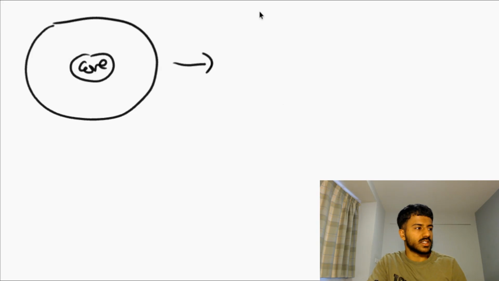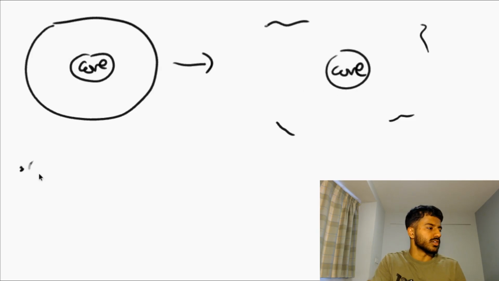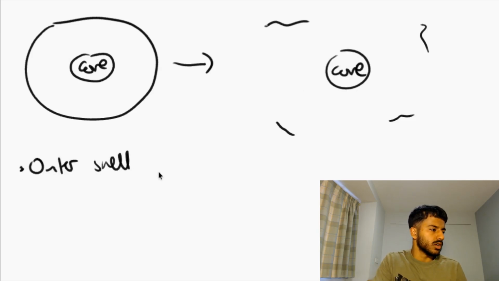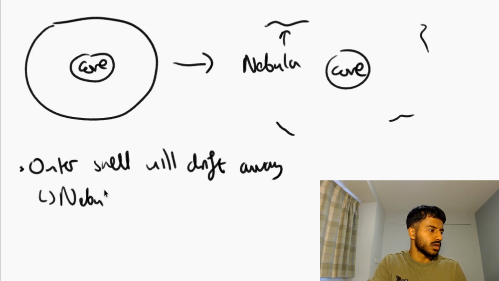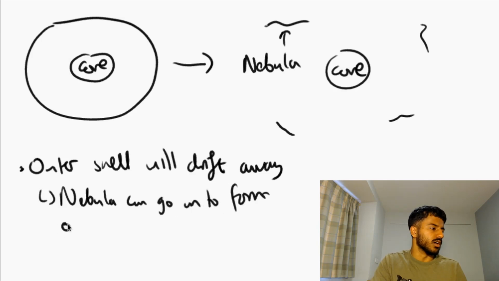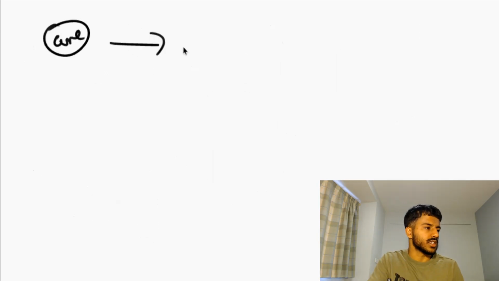So what's going to happen is this outer shell is going to start drifting away from the core. So this outer shell will drift away, and we call these fragments nebula, and the nebula can go on to form other stars. For stars like our sun, with the remaining core, what you're going to get is a white dwarf.